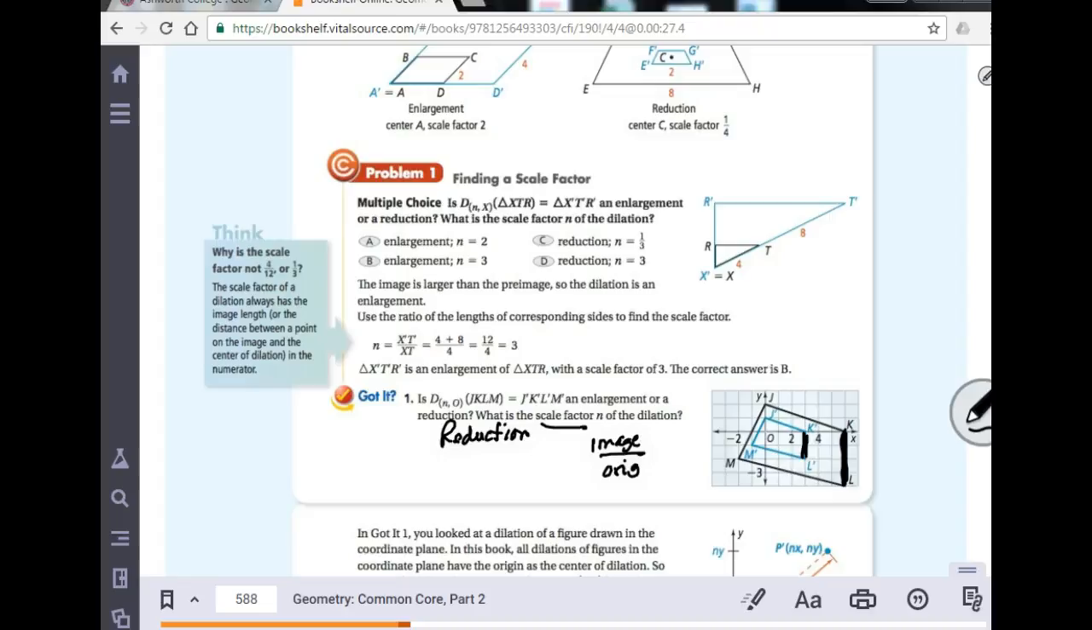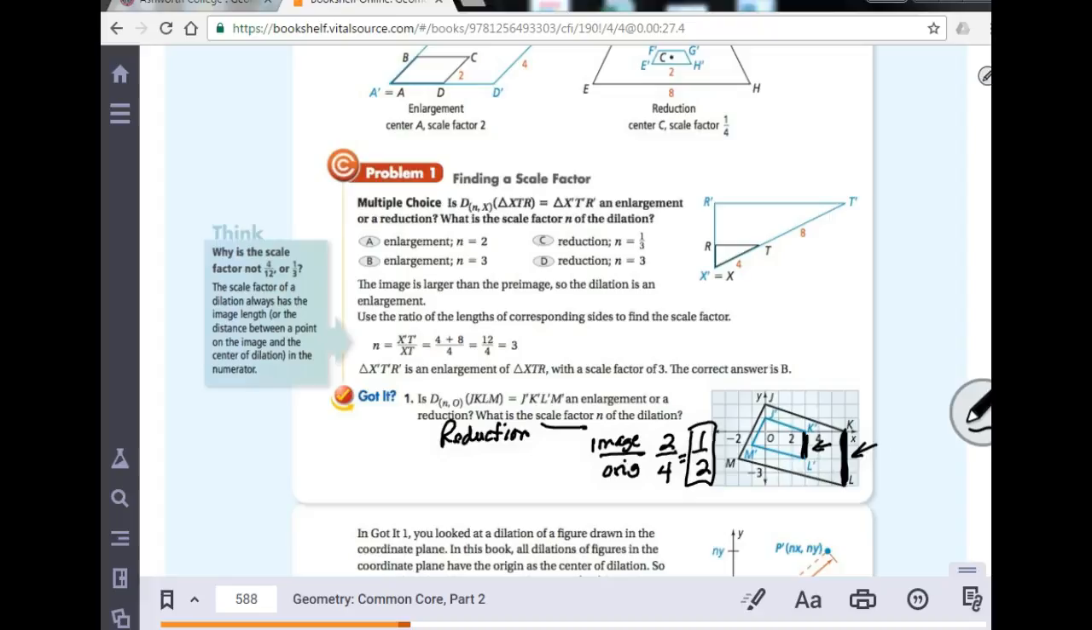The image is only 2 units long. So we're not comparing necessarily, it didn't give it to us, but we can count that. This image right here, that's 2 blocks long. The side that corresponds with that, which is KL, is 4 units long. So our scale factor is going to be 2 over 4, which, as we know, reduces down to 1 over 2. So the scale factor on this particular problem is 1/2.